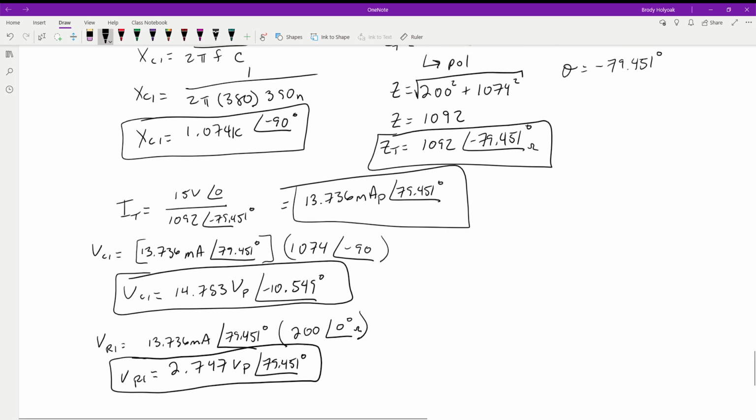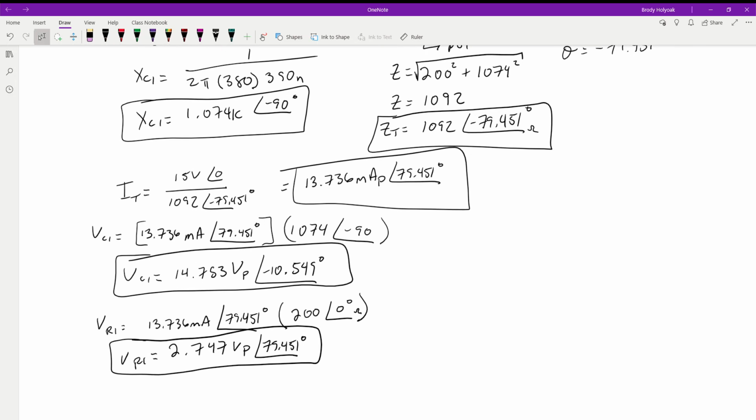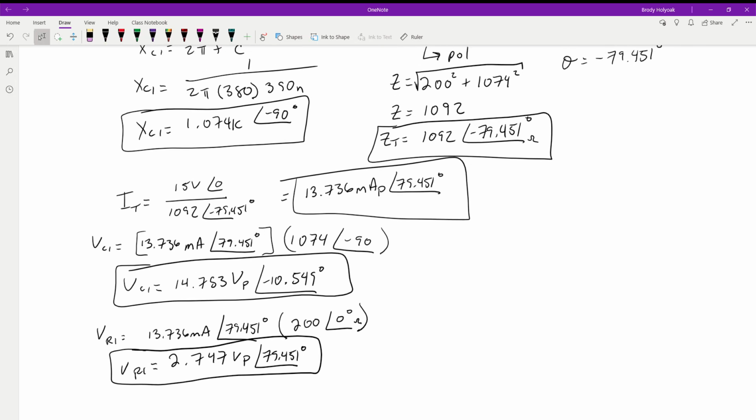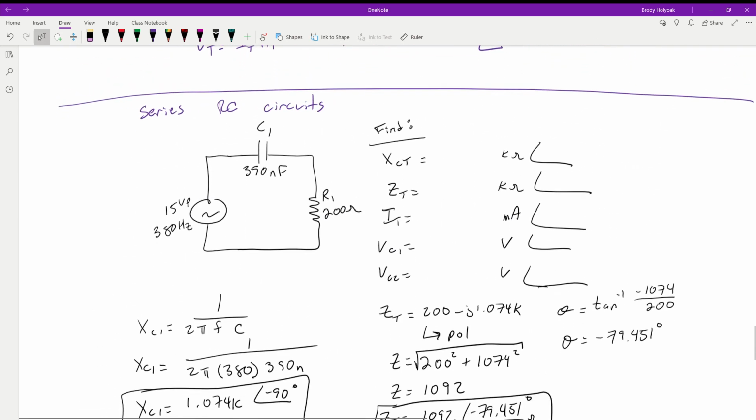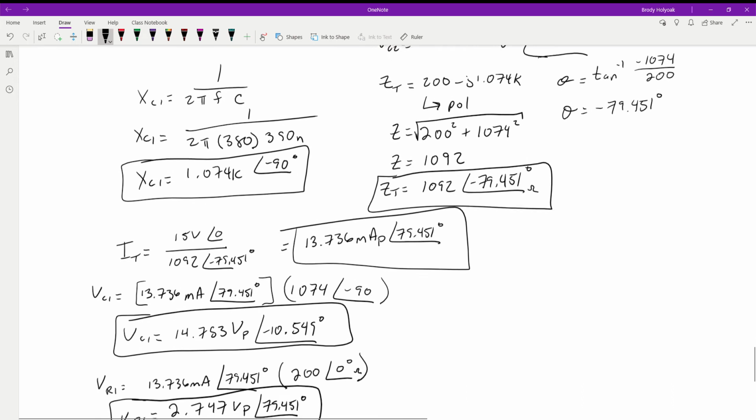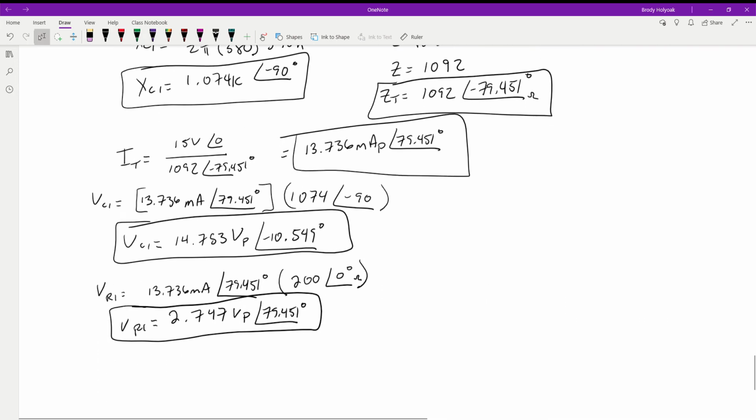So there is that circuit solved out with the values that we're looking for. The reactance total, the impedance total, we have our current total, we have the voltage across capacitor 1, and we have our voltage drop across resistor 1. So with that, that circuit is done. We can go back through and fill in the table and list out all the values for this as we go.